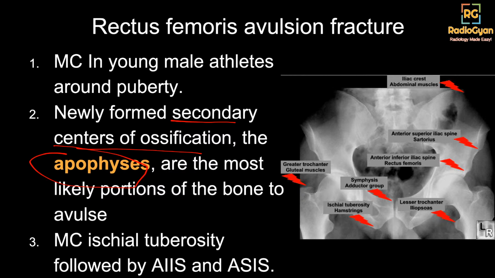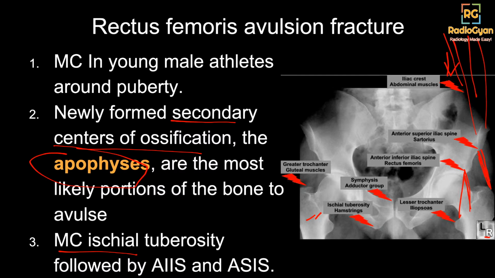The most common site is the ischial tuberosity, where the attachment of the hamstrings is present, and less common are the anterior inferior and anterior superior iliac spine, as we saw in our case. This is a nice image from Learning Radiology, where it talks about all avulsion fractures. So let's start from the iliac crest. The abdominal muscles attach here, so you can get a fracture there. The sartorius, as somebody mentioned, attaches at the anterior superior iliac spine. The rectus femoris attaches at the anterior inferior iliac spine, as it was in our case.